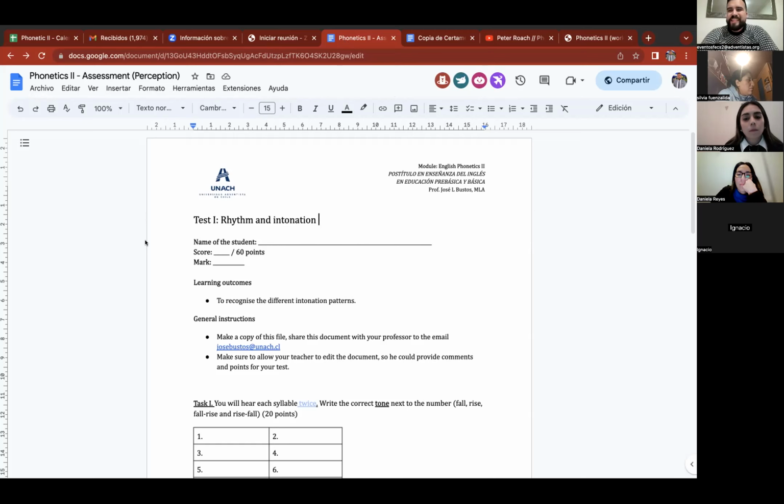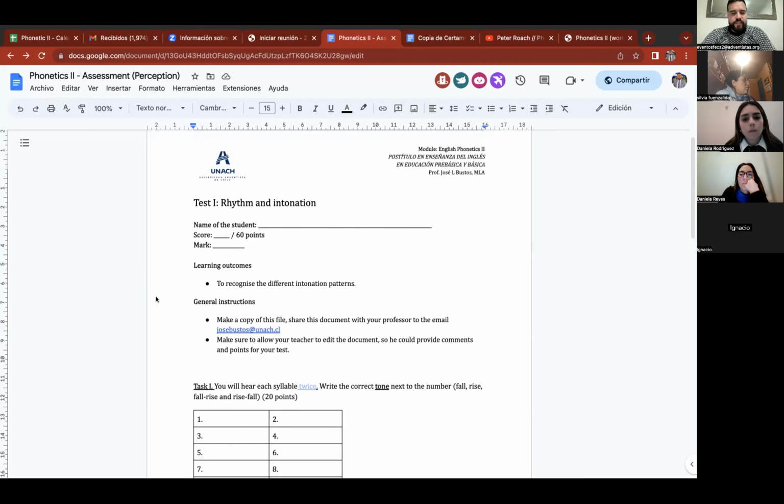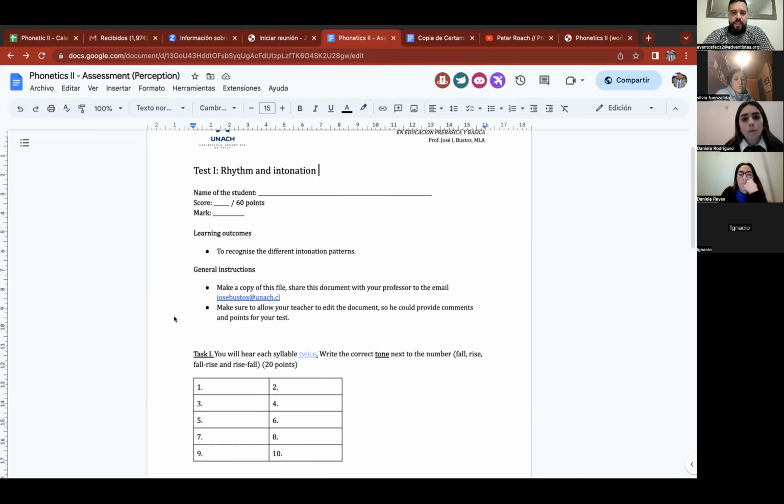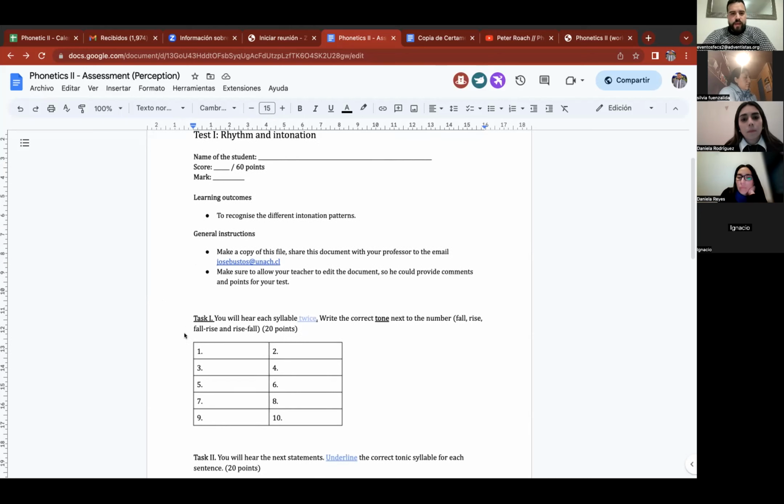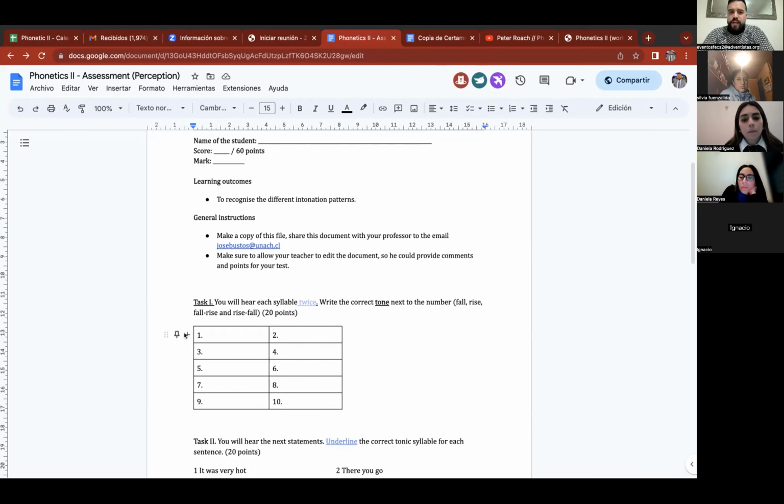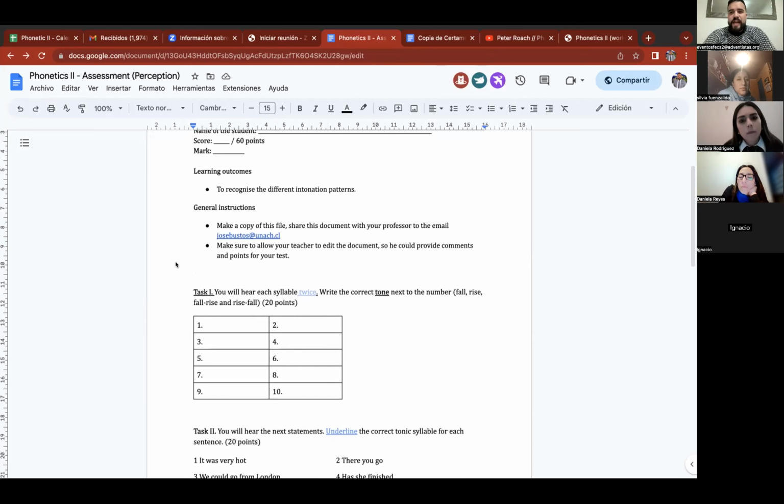Okay, so this is test 1, rhythm and intonation. That's unit 1 of this course. This evaluation has got 60 points. The learning outcomes: you're going to recognize the different intonation patterns related to the tone, the tonic syllable, and the stress. General instructions. Well, make a copy of this file, share this document with me, and allow me to edit so I can add some comments and also the score and also the mark at the same time.